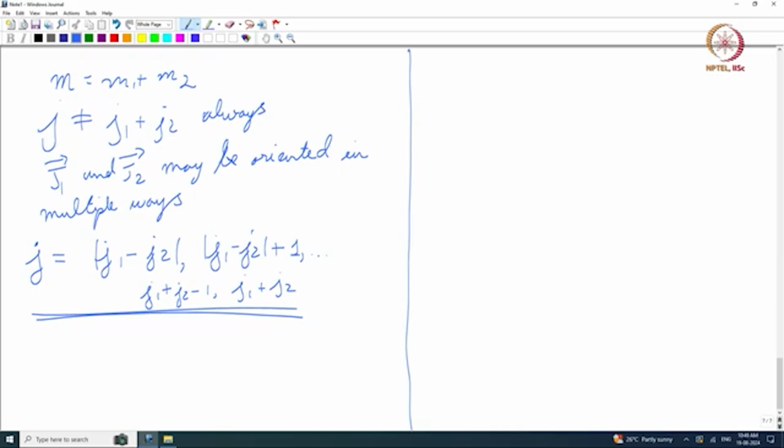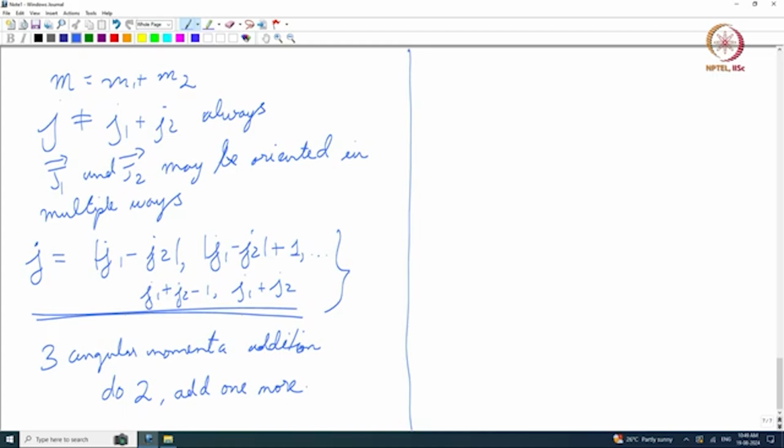Okay. So, what if I have 3 angular momenta? How do I add those? Not just 2. Well, you first start by adding 2, right, and then you look at the possibilities. You have all these possibilities for j, and then to this add one more, as simple as that. It is just a little more tedious, but that is the only way to do it. Okay. So, I will just say do 2, add one more state, right.